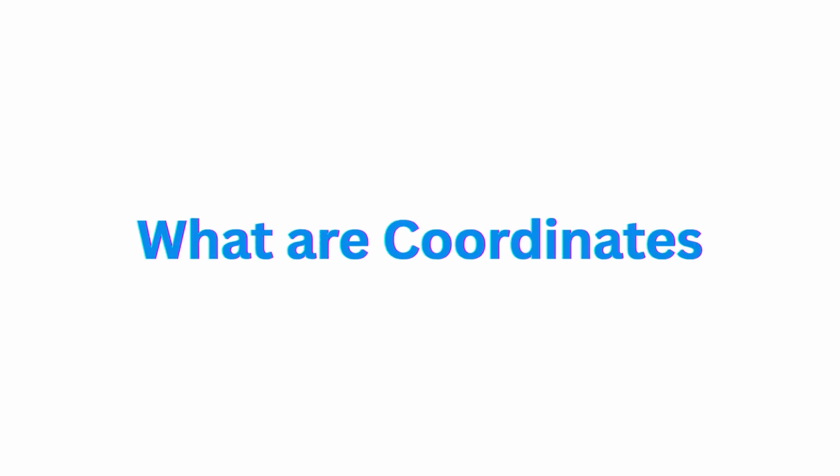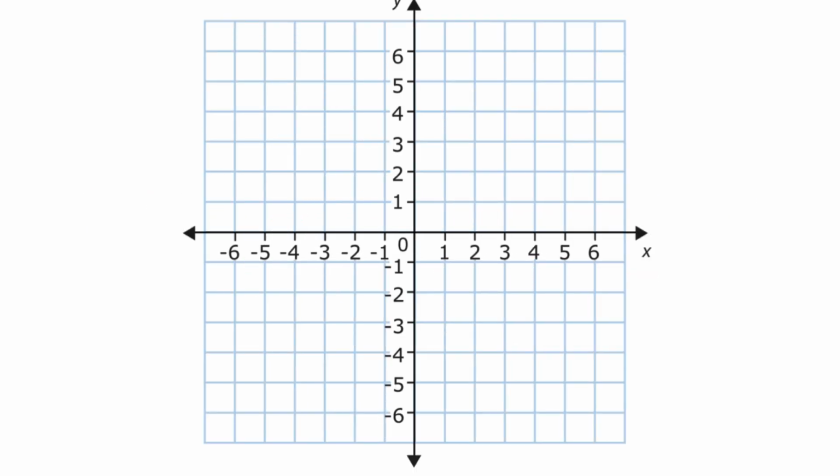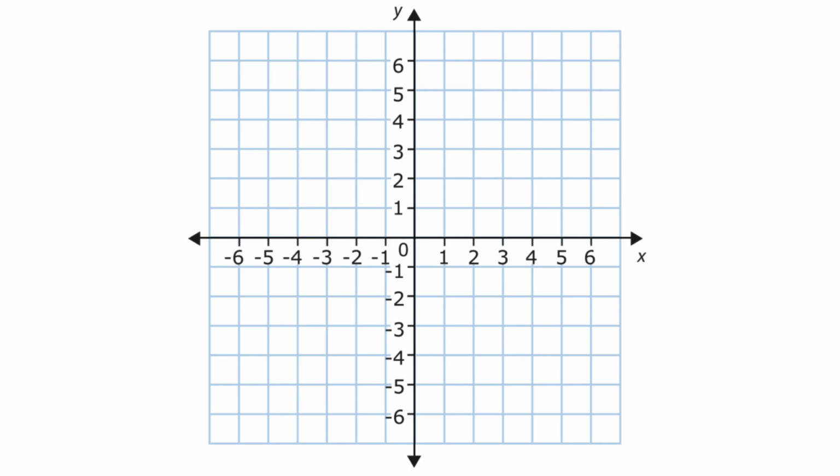Alright, let's talk about coordinates. A coordinate is simply the location of a sprite on the stage. If you are a student and you have done graphs in school, you will know that the coordinate is made up of two axes: the x-axis or the horizontal axis, and the y-axis or the vertical axis. These two axes are responsible for changing the position of the sprite on the stage.